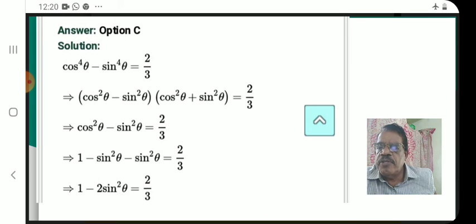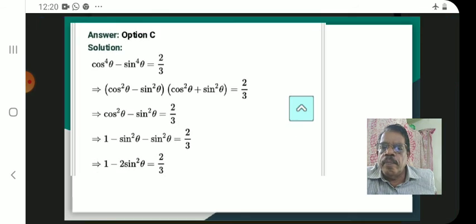You see the simplification. Cos raised to 4 theta minus sin raised to 4 theta is equal to 2/3. We apply the algebraic identity a square minus b square. So we can write cos square theta minus sin square theta into cos square theta plus sin square theta is 2/3. The second term is 1. Therefore, cos square theta minus sin square theta into 1 is 2/3. And cos square theta we can write as 1 minus sin square theta. Again, minus sin square theta is 2/3. That is 1 minus 2 sin square theta is 2/3.